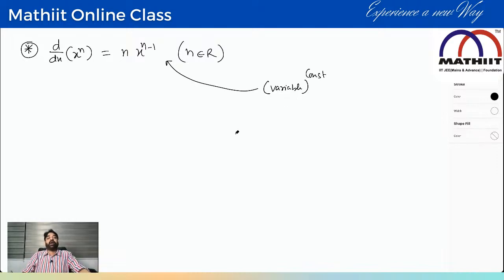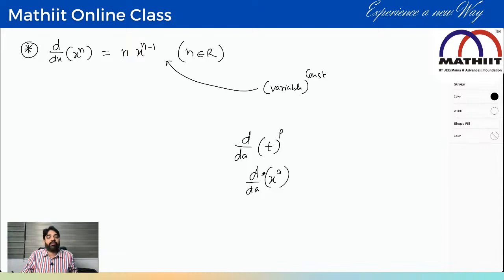Now the deciding factor is: what is the variable? See, d by dx of x power n, you have to read like this: we are going to differentiate x power n with respect to x. So x will be called the variable. If I write d by da of something, let's say t power p, this is the differentiation of this quantity with respect to a. So wherever a comes, that will be the variable. Wherever a does not come, that will be a constant. For example, if I say d by da of x power a, I cannot use this formula.